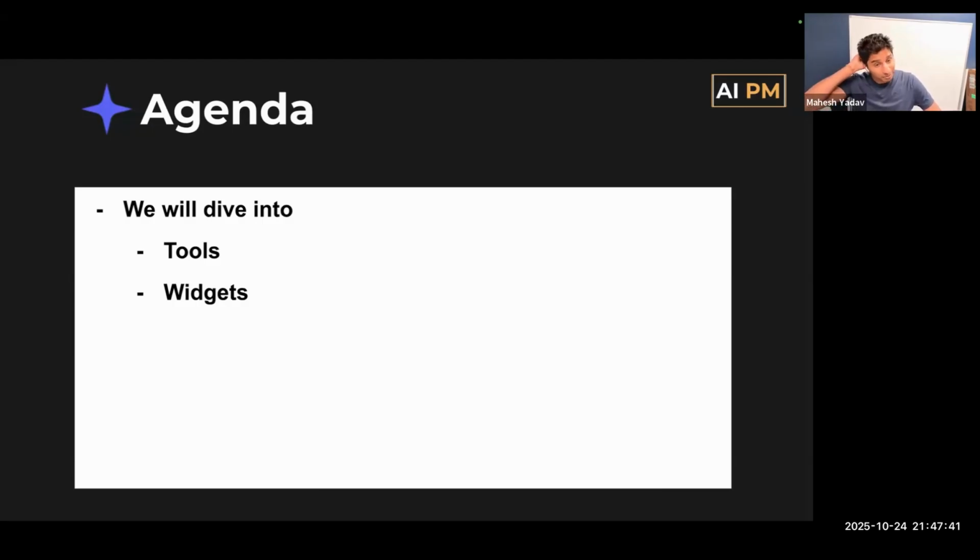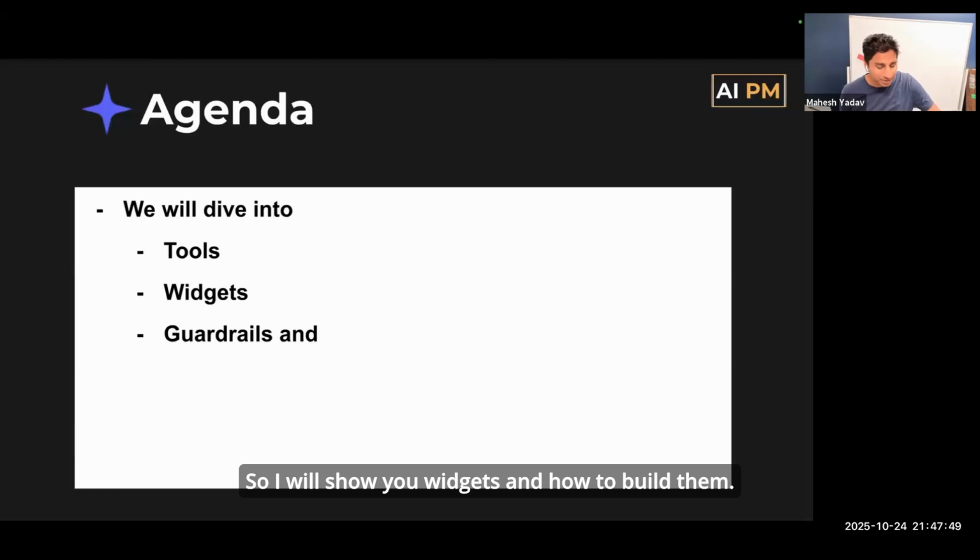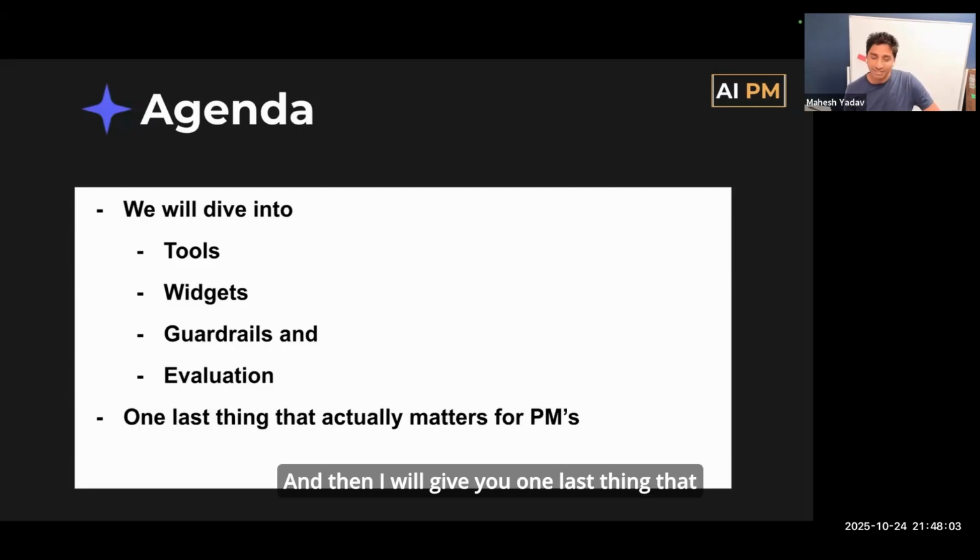We'll talk about widgets. Widgets are a way for you to give fancy, app-like outputs to the user rather than plain outputs. I will show you widgets and how to build them. We'll talk about guardrails and we will touch upon evaluations. I think guardrails and evaluations are very impressive. And then I will give you one last thing that actually matters for PMs. Building things matters for PMs, but I think what matters more is what they do after building these things. And it's not that you are supposed to fight with your engineering after you have built this flow. It's something else you should know, and that's what I will land as the last thing.